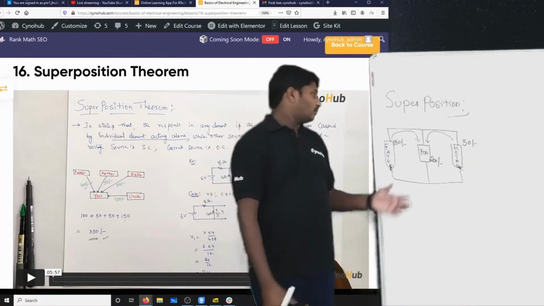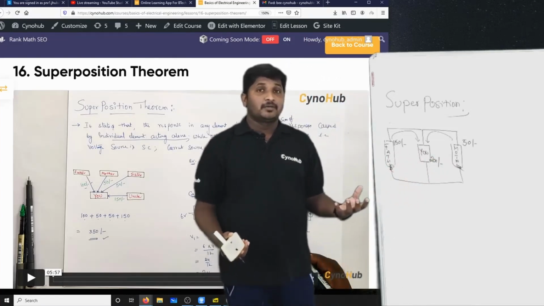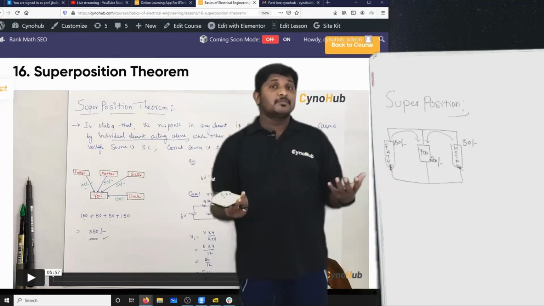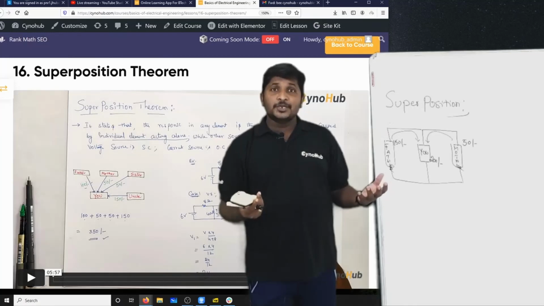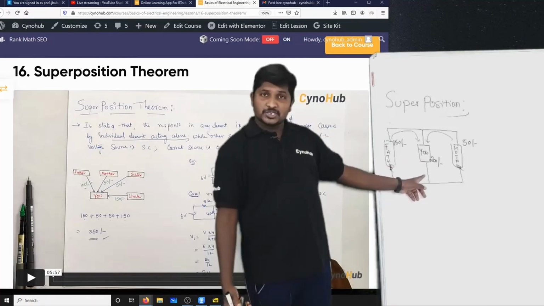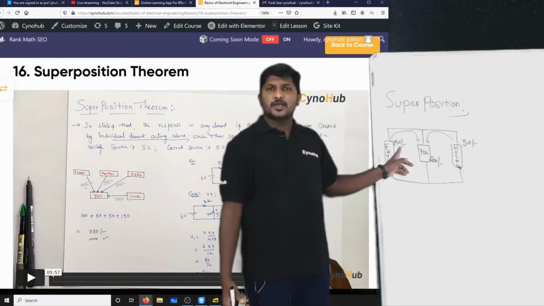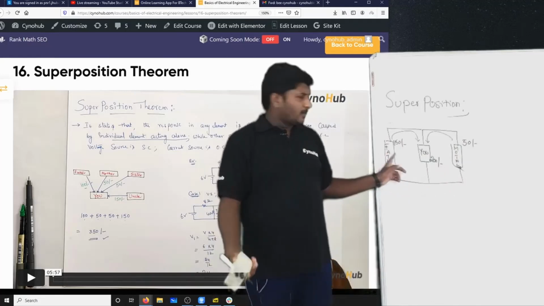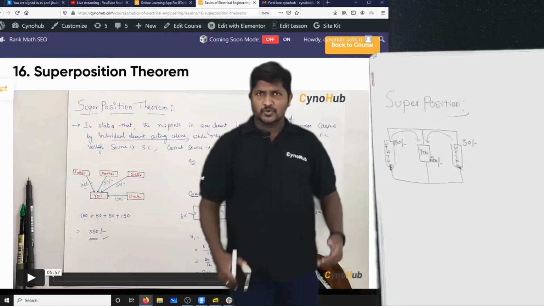Now how will you get 200 rupees? You will say, sir, father is giving 150, mother is giving 50, so the sum of 150 plus 50 is equal to 200, that is the superposition theorem. The response in a branch is equal to the sum of the responses caused by individual sources. This is source 1 and this is source 2. Am I right? Father is the source, mother is the source. They are giving, and giving means source.